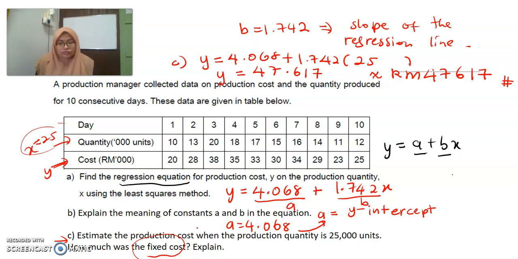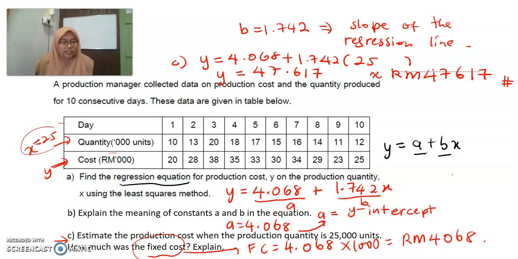Okay, so the fixed cost value is equal to, because from the previous question, question B, we know that the A value is the y-intercept. So A is 4.068. So this is the value of y when x equals 0. Okay. So since the y value is in 1,000 ringgit, so 4.068 times 1,000 ringgit. So the fixed cost is RM4,068.